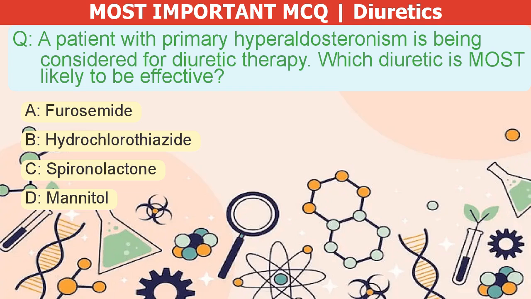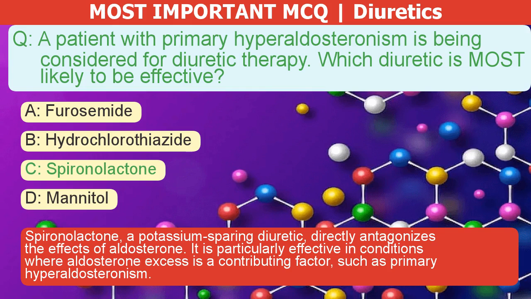A patient with primary hyperaldosteronism is being considered for diuretic therapy. Which diuretic is most likely to be effective? A. Furosemide, B. Hydrochlorothiazide, C. Spironolactone, D. Mannitol. The correct answer is C. Spironolactone, a potassium-sparing diuretic, directly antagonizes the effects of aldosterone. It is particularly effective in conditions where aldosterone excess is a contributing factor, such as primary hyperaldosteronism.